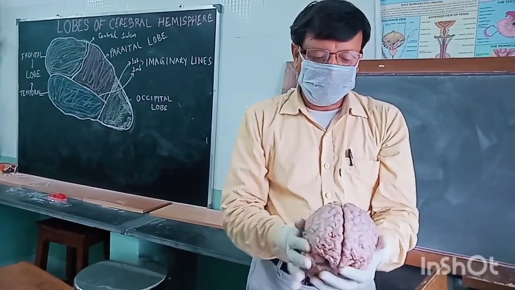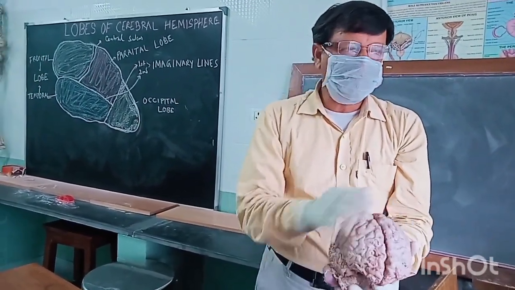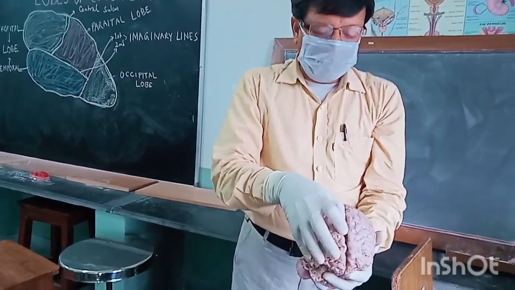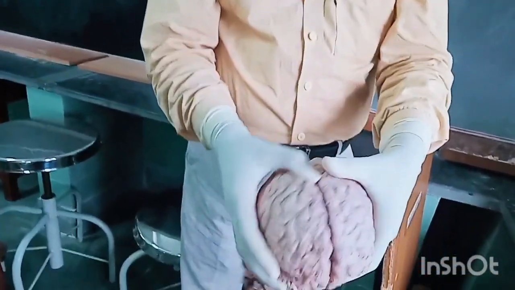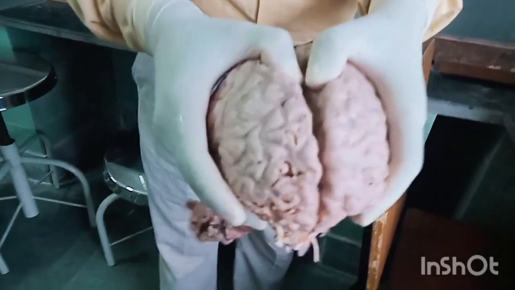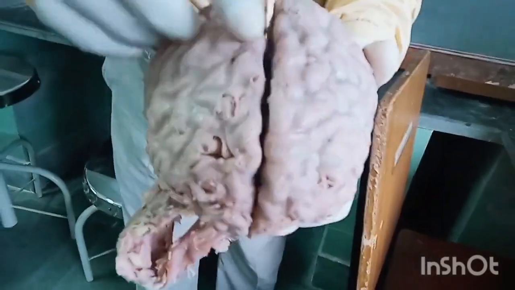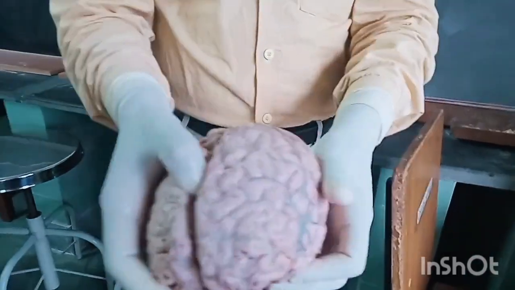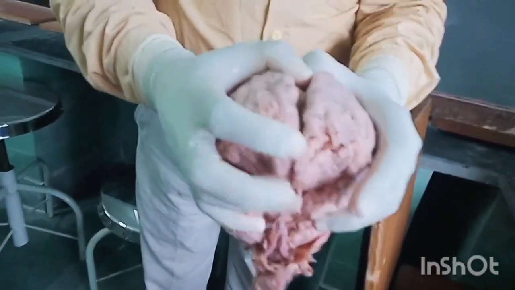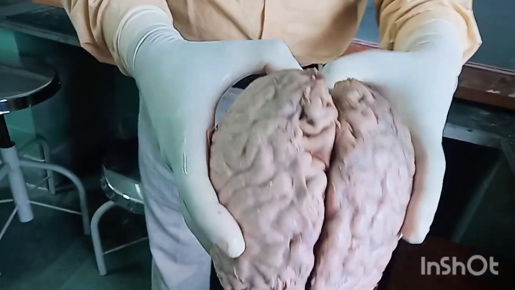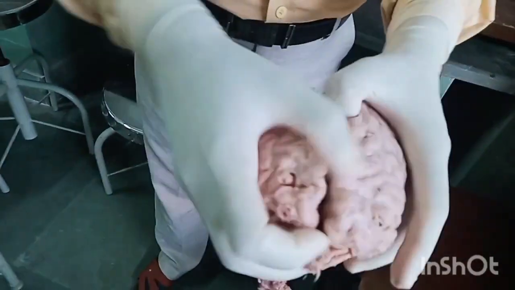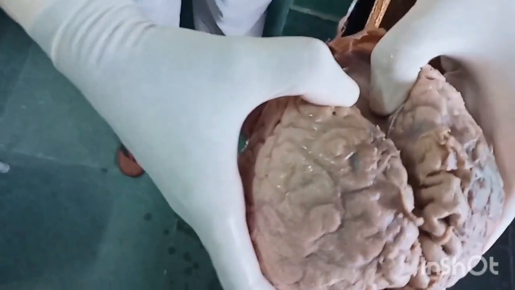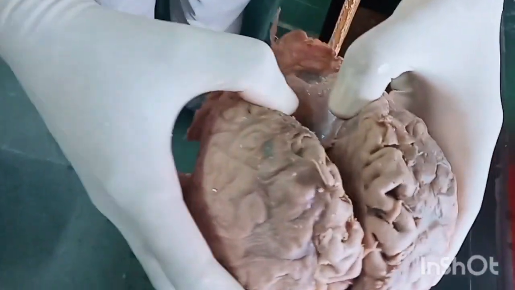This is the human brain. On the above, this is called the cerebrum, and it is divided by the median longitudinal fissure. The median longitudinal fissure divides the cerebrum into right and left cerebral hemispheres. It also divides the brain into an anterior part and a posterior part completely. This is the anterior part of the fissure and this is the posterior part of the fissure.